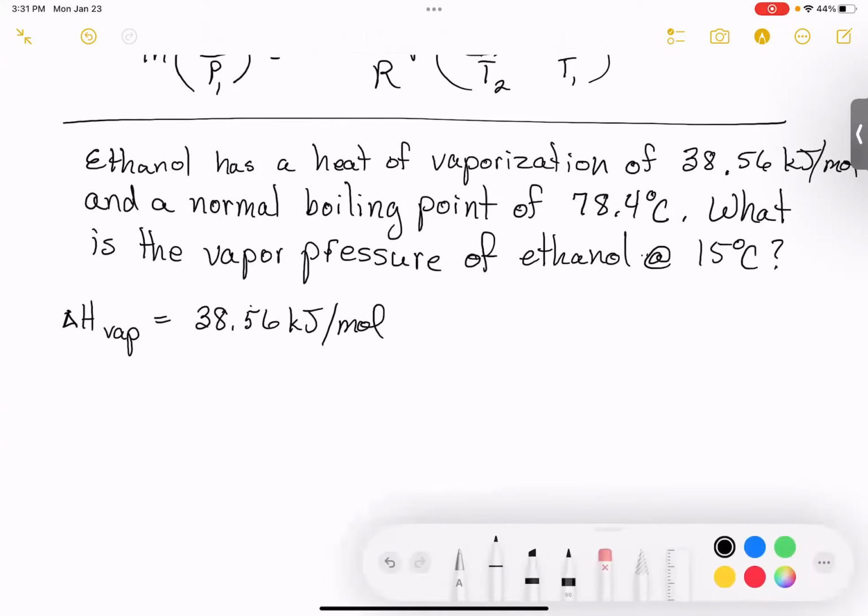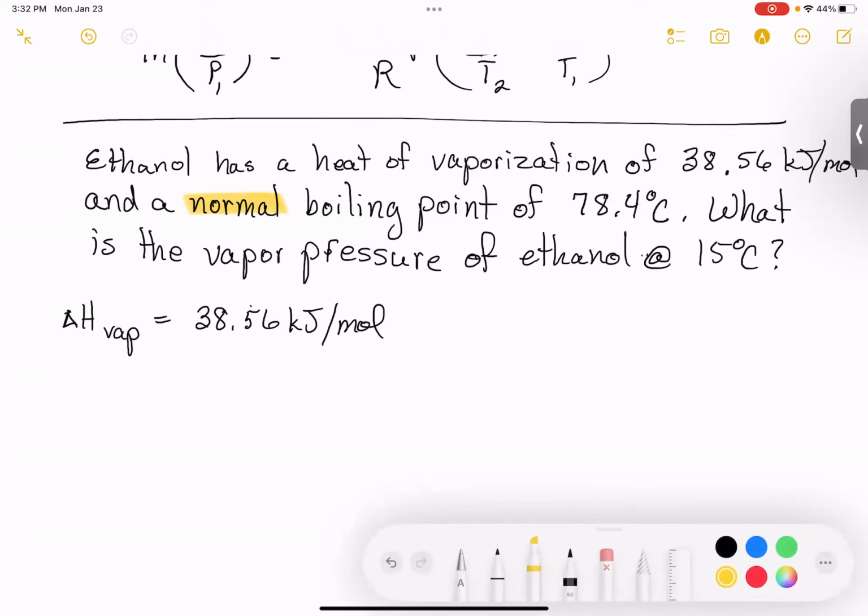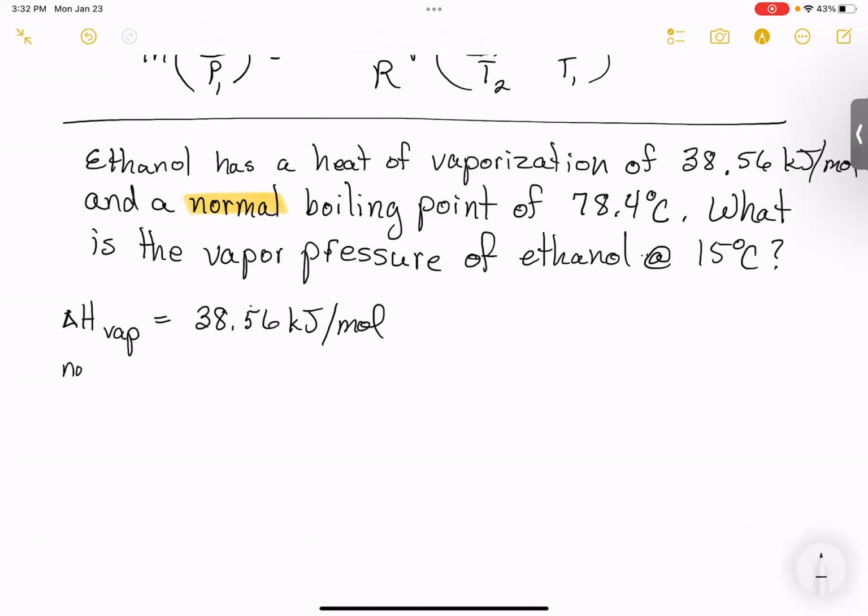Now, the next thing I see is something that you need to be prepared to interpret, and that is this term normal. Normal, when we talk about pressure, is either going to be 1 atmosphere, 760 torr, or 760 millimeters of mercury.